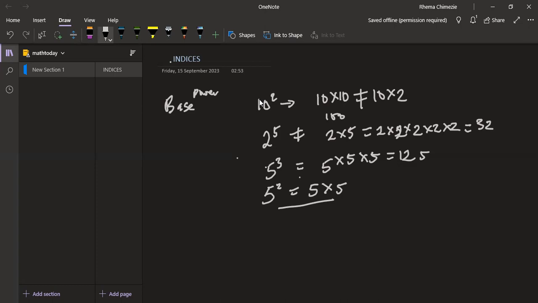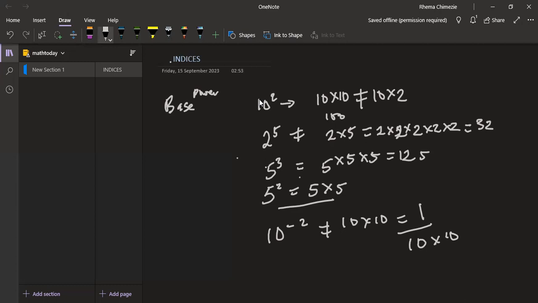And we also have what we call negative index as well. We're going to look at those laws of indices that help us to deal with negative index. For example, I have a number as 10 raised to power minus 2. Definitely, this is not going to be exactly the same as the other. It's not going to be 10 times 10. Rather, it's going to be 1 all over 10 times 10. So it means the inverse of the power.